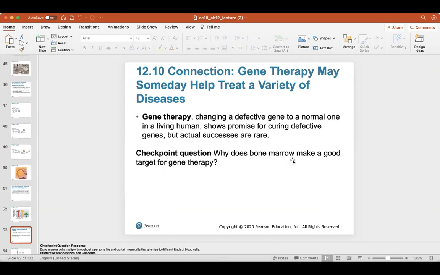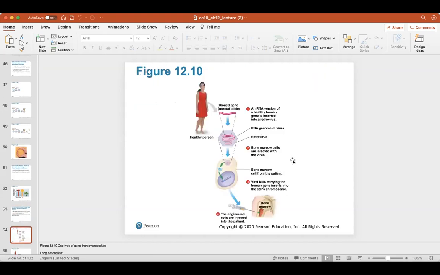Gene therapy is changing a defective gene to a normal one in a living human. This shows promise for curing defective genes, but the actual success rates are rare. Why does bone marrow make a good target for gene therapy? And that's because it can easily transmit its therapies into the cells that are formed.